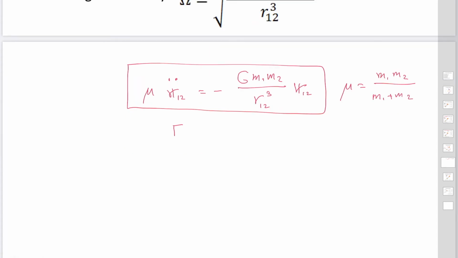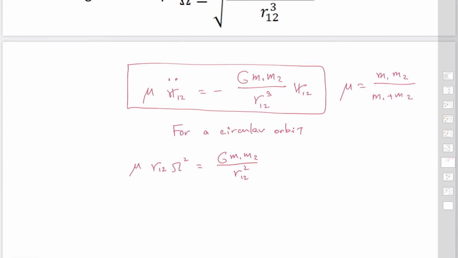For a circular orbit, the acceleration can be expressed as mu r sub 1 2 omega squared, where omega is the angular velocity, equal to G m sub 1 m sub 2 over r sub 1 2 squared for the circular orbit.